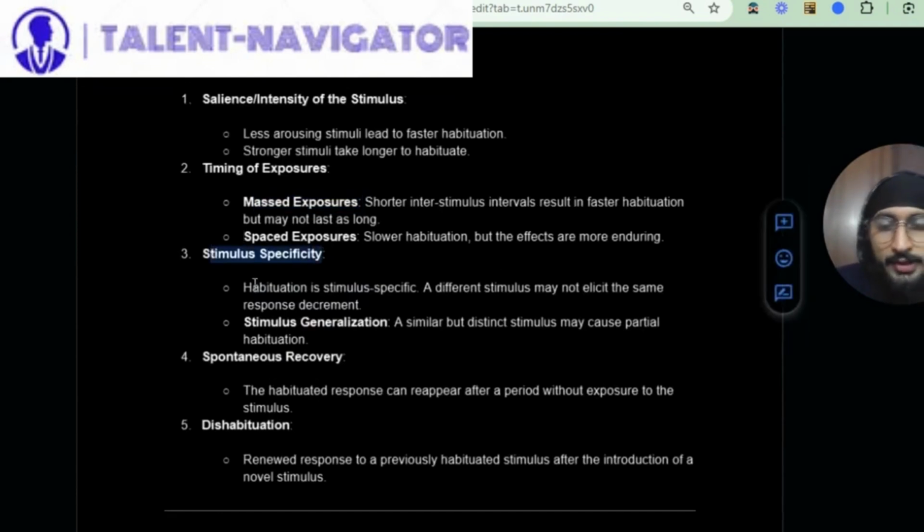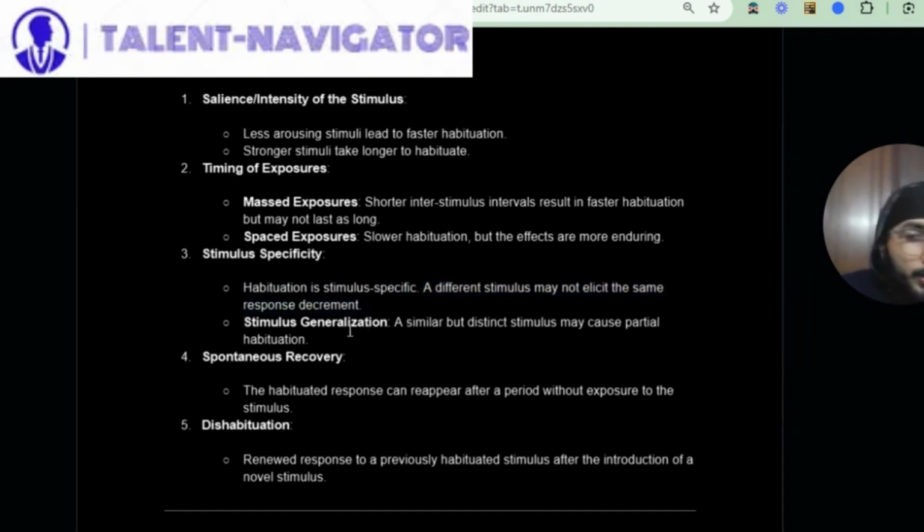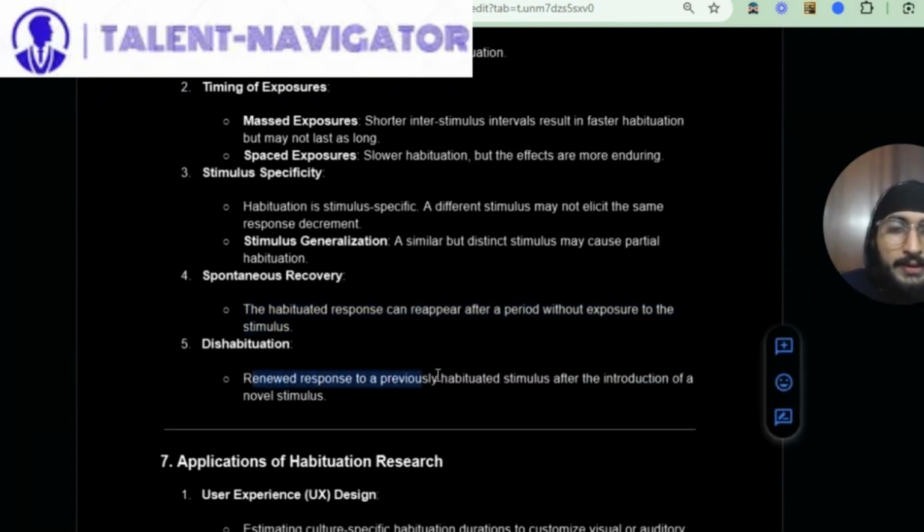Now, third, we have stimulus specificity. Habituation is stimulus specific. A different stimulus may not elicit the same response decrement. Now, stimulus generalization: a similar but distinct stimulus may cause partial habituation. Spontaneous recovery: the habituated response can reappear after a period without exposure to the stimulus. And dishabituation: a renewed response to a previously habituated stimulus after the introduction of a novel stimulus.